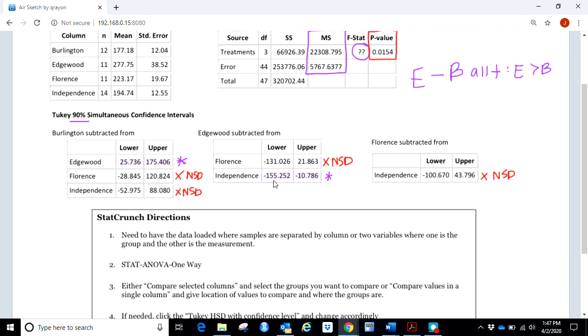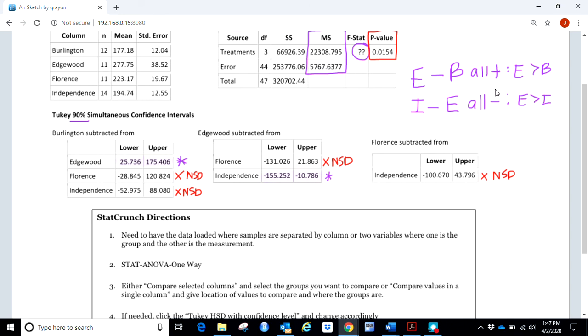For our other interval that had the purple star by it, it is Edgewood subtracted from Independence. So that means my order of subtraction is Independence minus Edgewood. This time our interval is entirely negative. So to get negative values, which one of these things has to be higher? The first or the second? The second one has to be bigger. That's what it would mean for me to get a negative number. So our Edgewood has a higher mean than Independence, which, notice again, our data agrees.